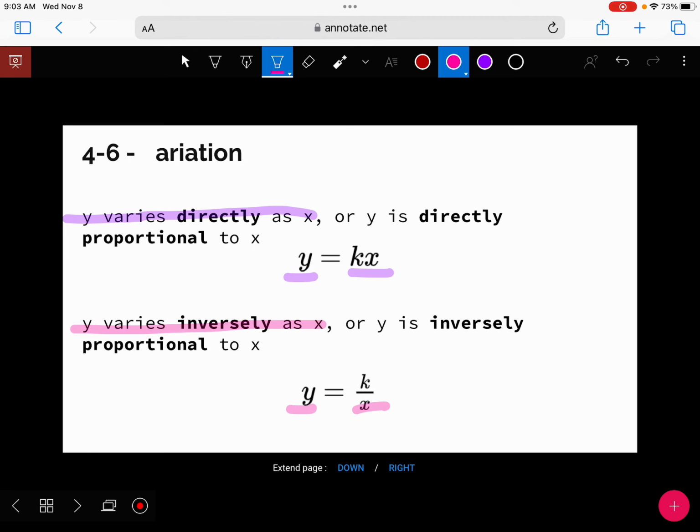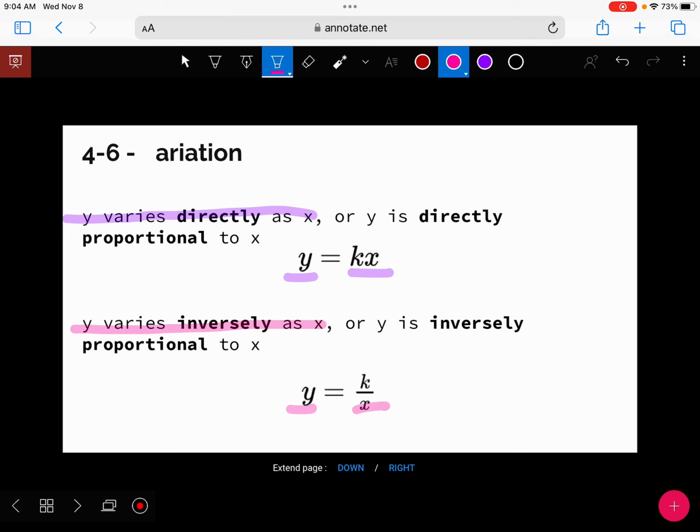They're going to give us a sentence that we have to put into an expression or an equation and find that constant of k. The k is often going to be called your constant of variability. They just like to mathematically make things overcomplicated. It's just the number that makes this work. But directly means times your k. Inversely means divide it.